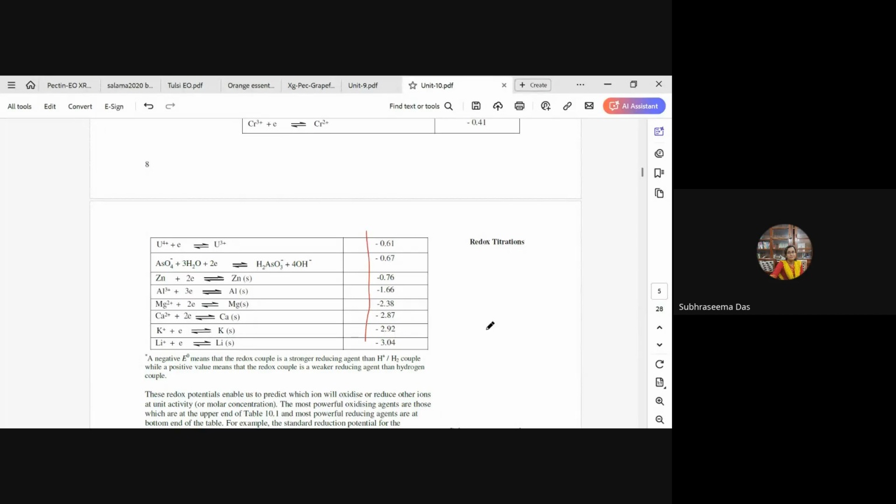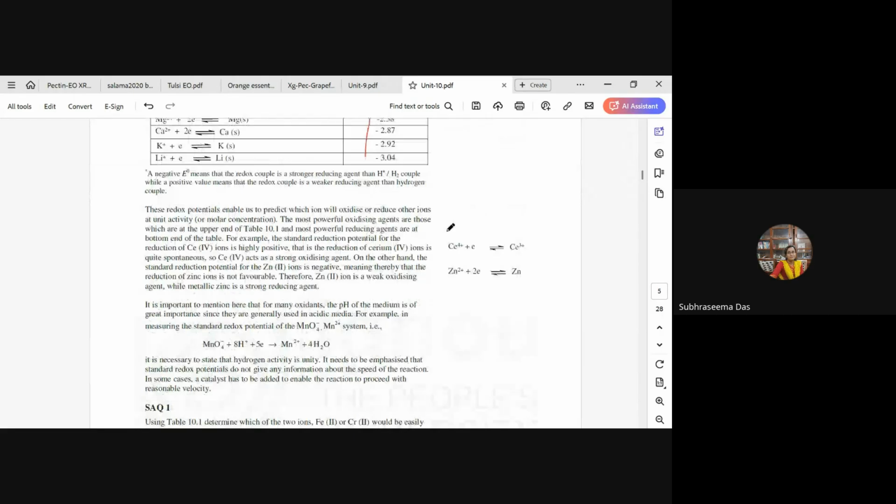Now a negative E0 means that the redox couple is a stronger reducing agent than the hydrogen couple, whereas a positive E0 means that the redox couple is a weaker reducing agent than the standard hydrogen couple. So these E0 values enable us to predict, to identify or classify which ion will oxidize or reduce other ions at a particular molar concentration.